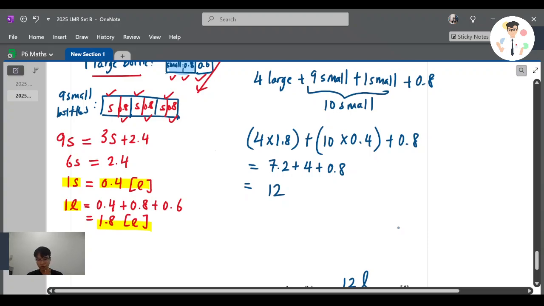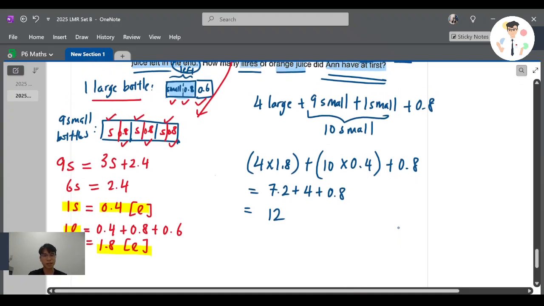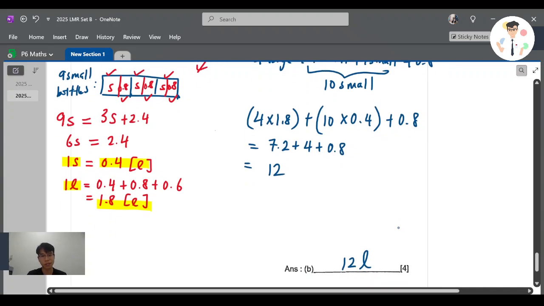Okay, it's a bit confusing maybe, but let's try this out. I think you can actually understand this. Okay? I mean, of course, there are many methods. Like if you want to go through the large bottles, also can. You go through the small one, also can. It doesn't really matter.